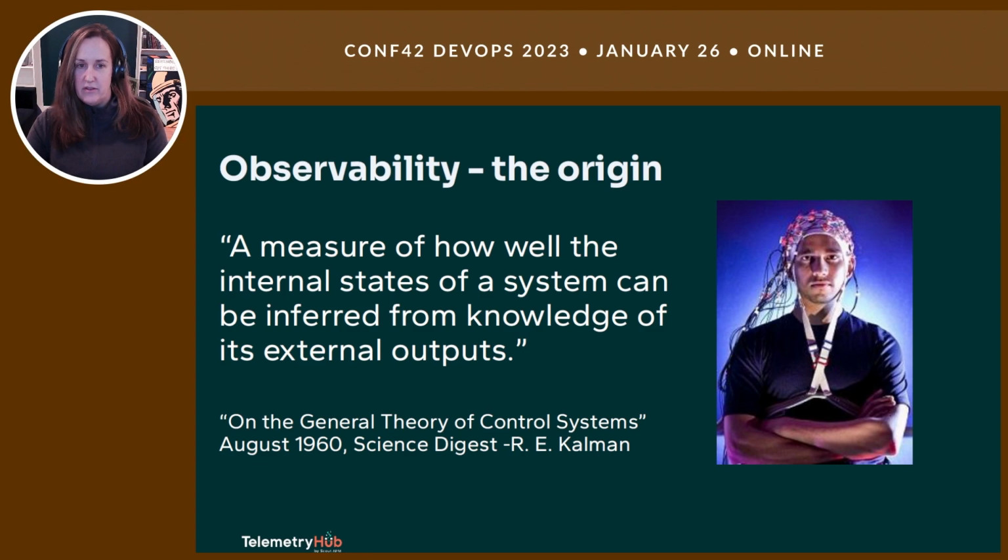The origin of the term observability: it's a measure of how well the internal states of a system can be inferred from knowledge of its external outputs. This came from the general theory of control systems from the 1960s. So even though we've just started to hear about this in the past couple of years, it's not a new concept and it's not a new, buzzy term. This is an idea that's been around for a long time. It can be applied to basically any kind of system, but obviously now we're talking about distributed systems and software architecture.